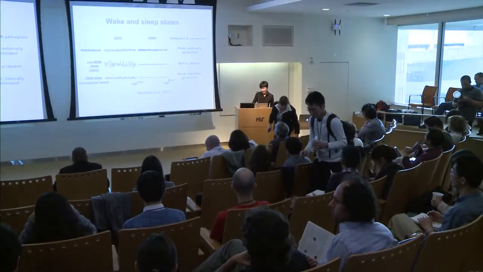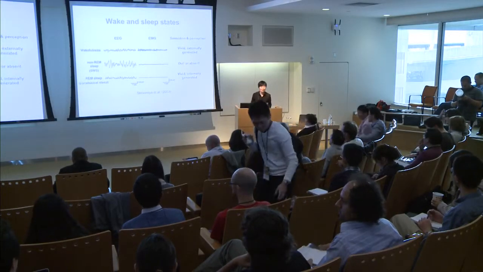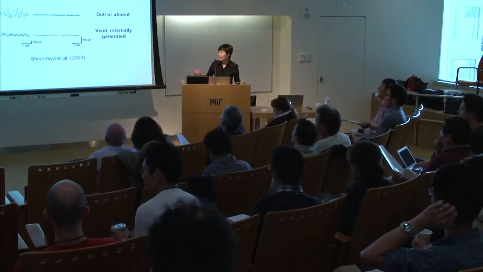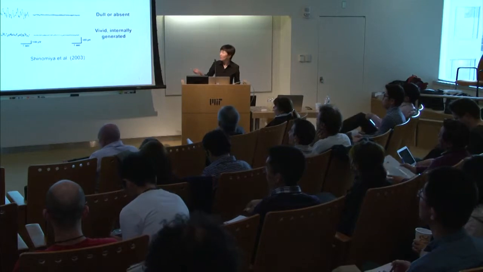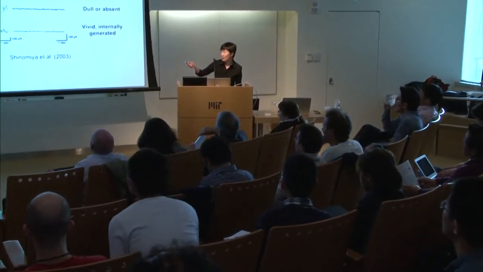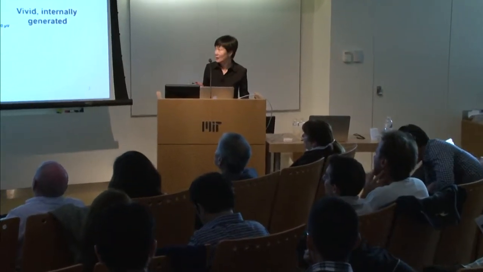Thank you. So mammals and birds have three distinct brain states: wakefulness, non-REM sleep, and REM sleep. During wakefulness, the EEG is what they call desynchronized. You see this high-frequency, small amplitude activity, and the EMG shows high level of muscle tone. And this is a state when we have vivid sensation of the external world.